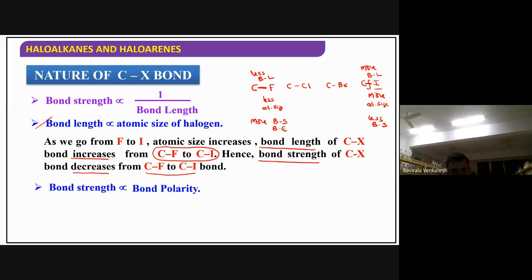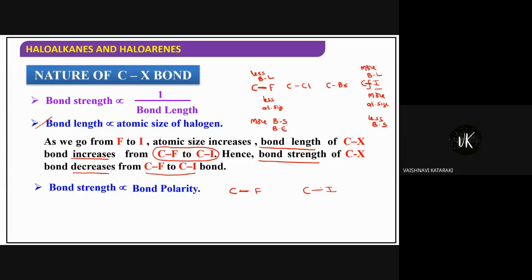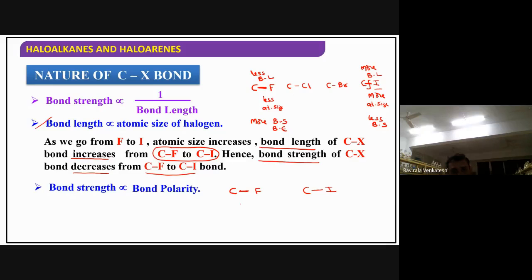Next, bond strength is directly proportional to bond polarity. For example, I'm writing here CF and here C-I. Where do we get more polarity, CF or C-I? CF, because it has more bond strength, more bond energy or bond strength. Therefore, you are getting more polarity.